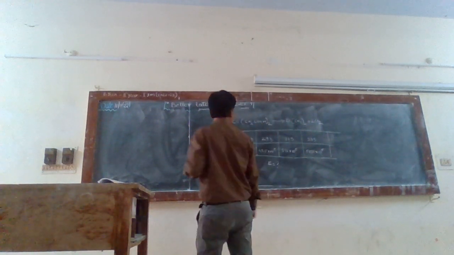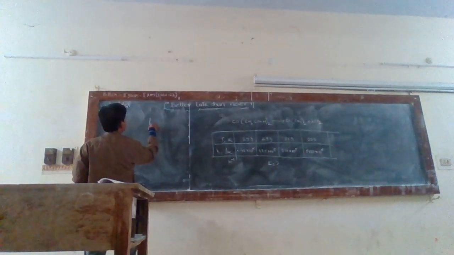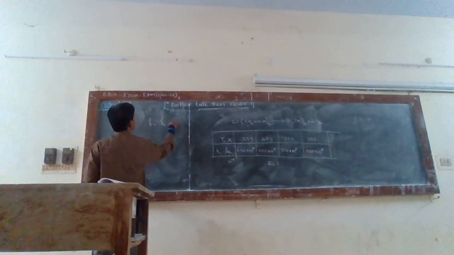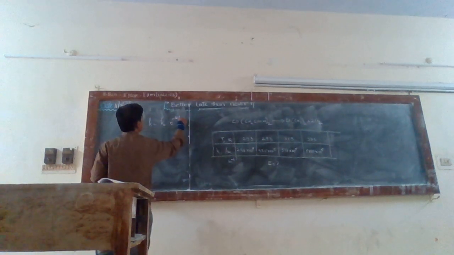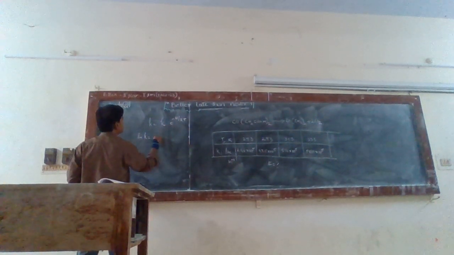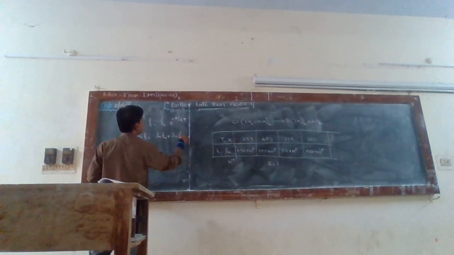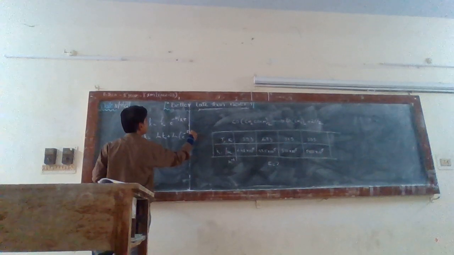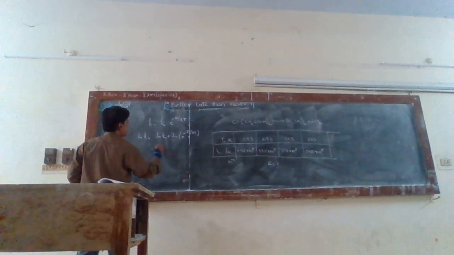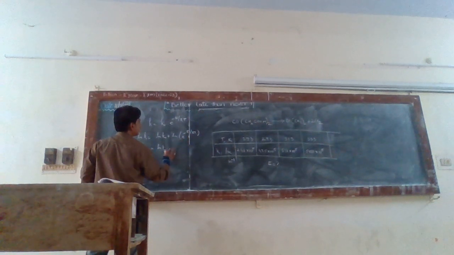What has Arrhenius proposed? K is equal to K naught e power minus E by RT. So if I take ln K, it is equal to ln K naught plus ln of e power minus E by RT. So ln K naught plus, because ln e is one, minus E by RT.